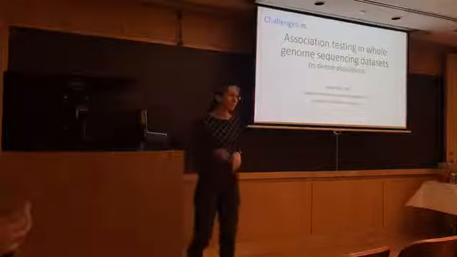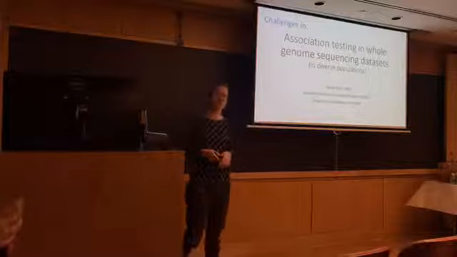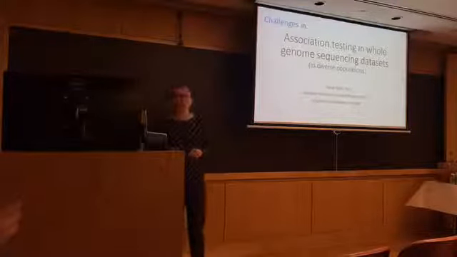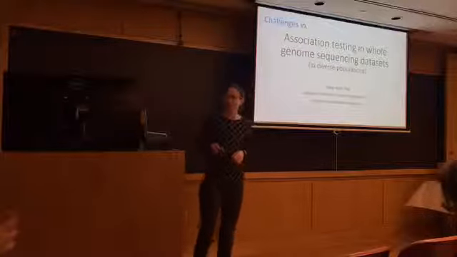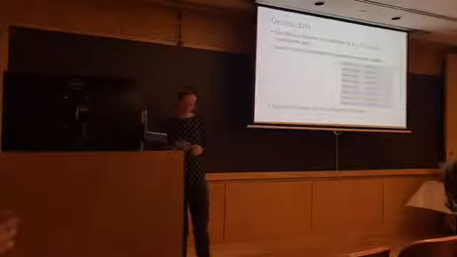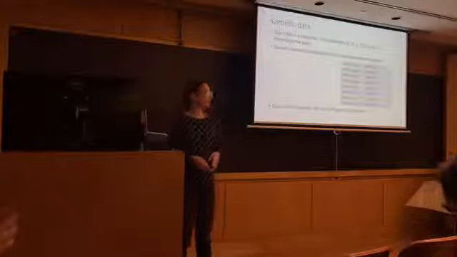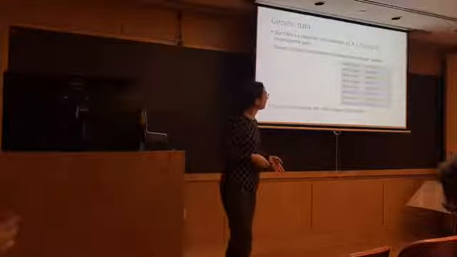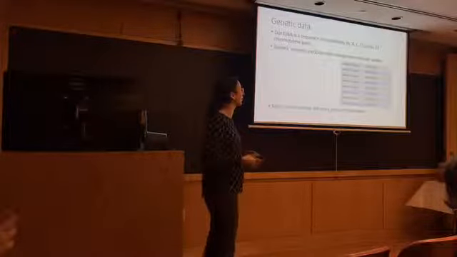Okay, so I will tell you about challenges in association testing in whole genome sequencing datasets in diverse populations, but this is not going to be a deep dive because I can't give you many details in a short time. So a little bit about genetic data. Our DNA is a sequence of nucleotides, G, A, C, T, across 23 chromosome pairs, so we all have two chromosome 1s, etc.